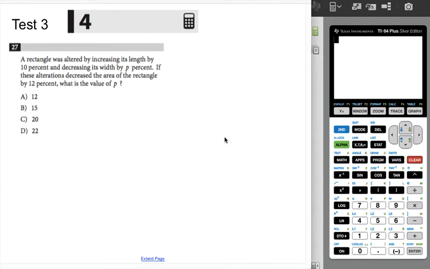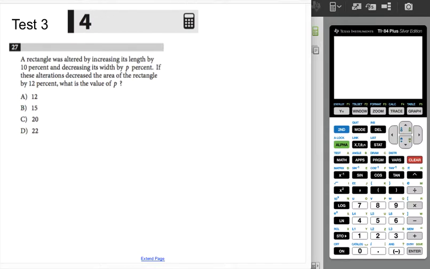All right, this is SAT Prep. We're doing test 3, section 4, and this is number 27. A rectangle was altered by increasing its length by 10% and decreasing its width by p%. If these alterations decrease the area of the rectangle by 12%, what is the value of p?